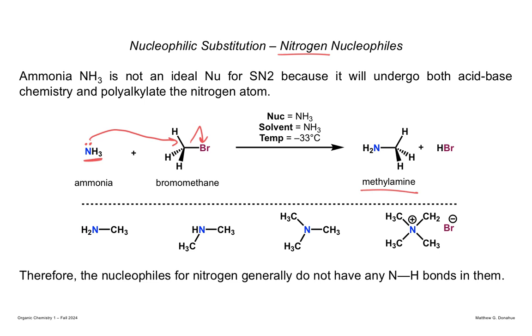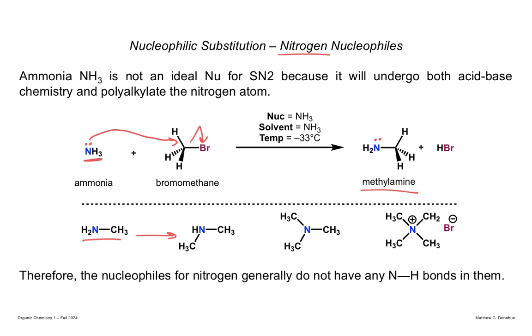But now the issue is that nitrogen still has a lone pair, and it's going to be competitive for reacting with the bromomethane just like ammonia is. There's no way of saying, okay, I just want methylamine, please stop. It's not going to listen to you. So now you have ammonia in there, you have methylamine. The methylamine will react to form dimethylamine.